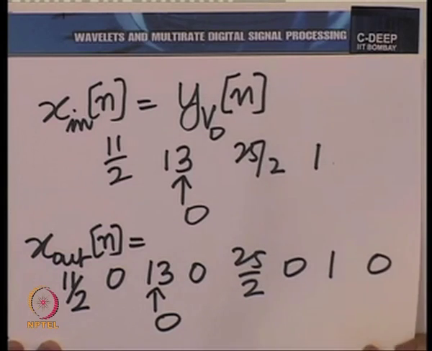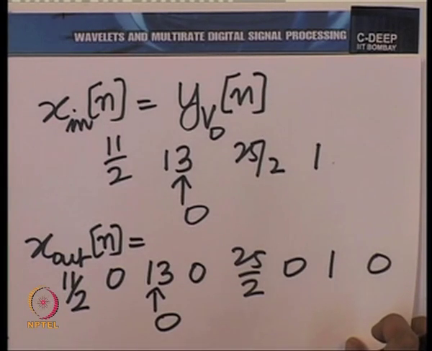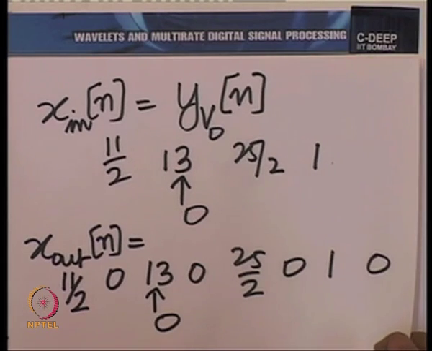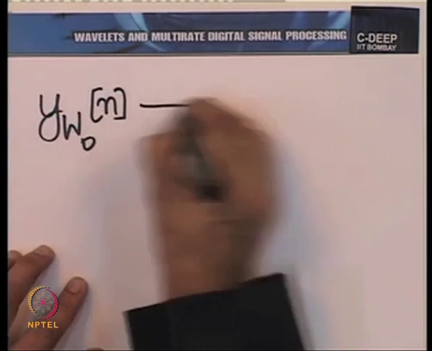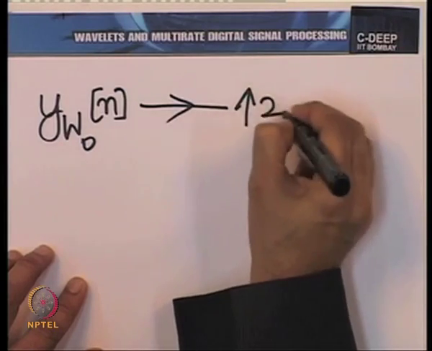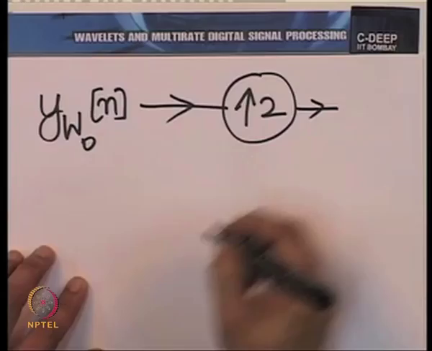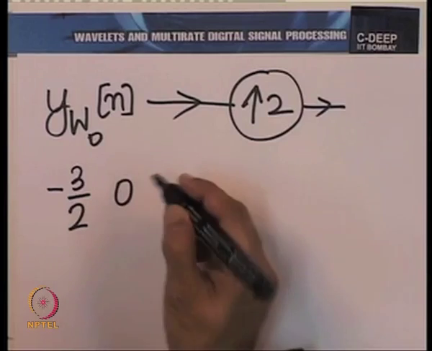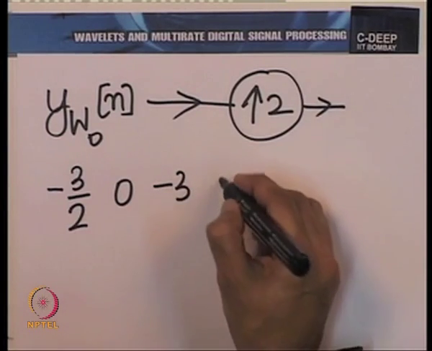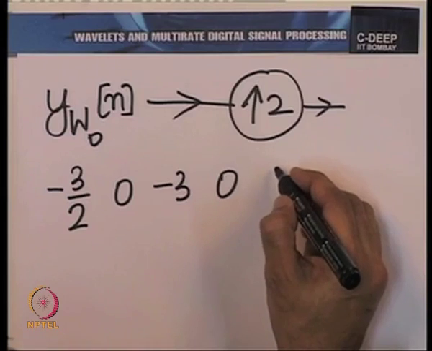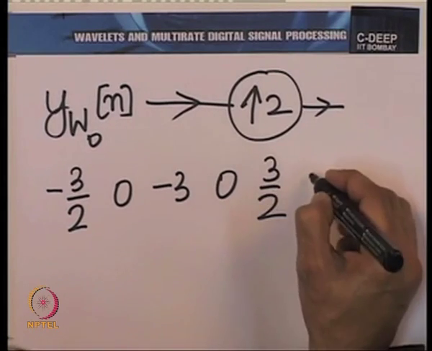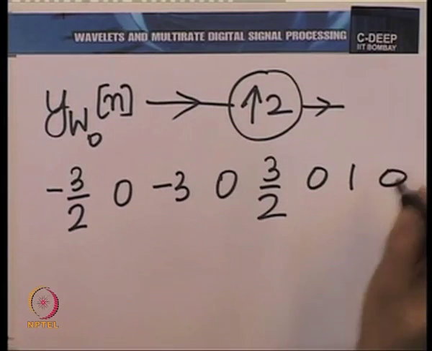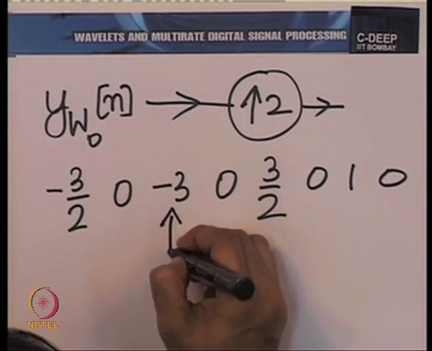Similarly, we can construct yw0[n] upsampled by a factor of 2. Let us write that down explicitly. So, if we take yw0[n] and upsample it by 2 in the way we have done for yv0, we get the following. Minus 3 by 2, 0, minus 3, 0, 3 by 2, 0 and 1, 0. And 3 of course is located at 0.